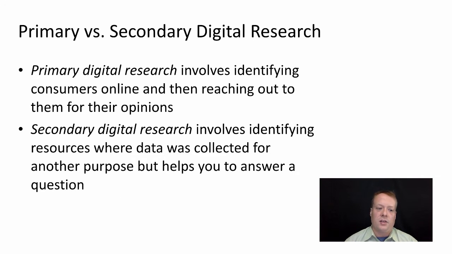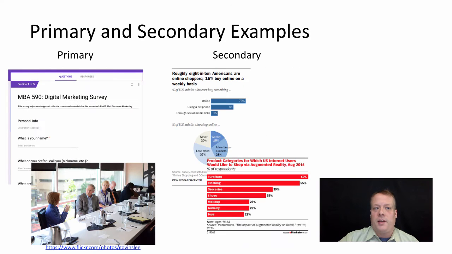So, primary versus secondary digital research. Primary digital research involves identifying consumers online and then reaching out to them for their opinions, right? Secondary digital research involves identifying research where data was collected about your target sample already for another purpose, but it helps you answer your question. So let's get concrete about this, right? When we're talking about primary research, we're talking about maybe doing something like the survey I did at the beginning of this class, or maybe a focus group, where you bring people together and have them discuss a particular idea, concept, product, or messaging that you want them to think about, right?